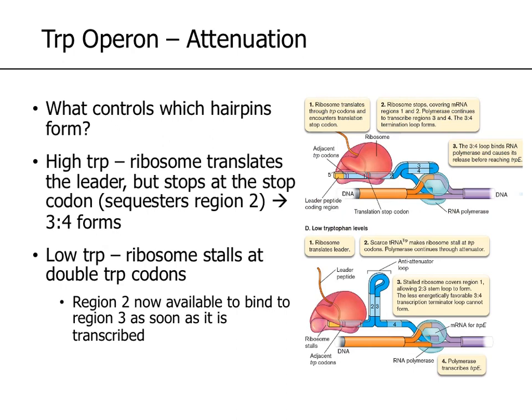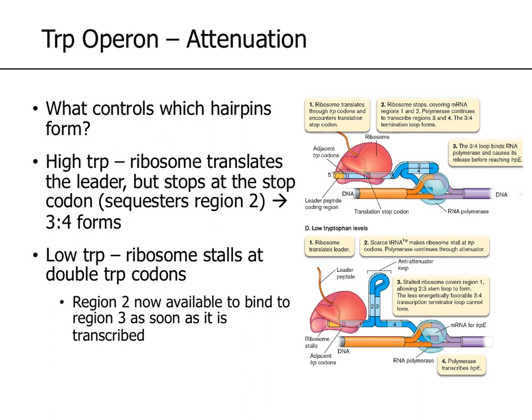Okay, so what controls which hairpins form? When there are high concentrations of tryptophan, the ribosome will translate the leader, but there's a stop codon, so it'll stop at the stop codon, and when it does that, it sequesters region 2. So now region 2 is tied up, and so 2 and 3 cannot form, right? So 3 and 4 are able to form, and so then you stop transcription. Again, high tryptophan, I don't need these genes, so stopping transcription there.